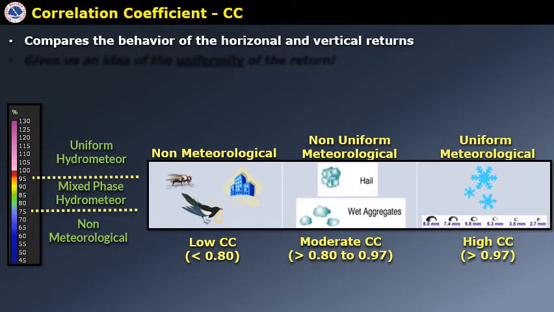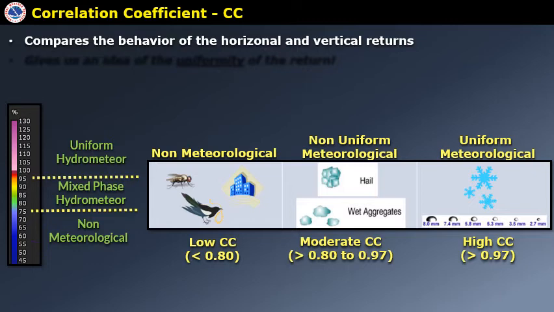Now, CC values of less than 0.8 or 80% indicate a high probability of non-meteorological targets. This can be things like biological flyers, buildings, and sometimes even debris lofted by tornadoes. CC values between 0.8 or 80% and 0.97 or 97% imply a mix of meteorological targets. For example, the introduction of hail or other ice particles, especially if coated with water, can lower CC when mixed with rain drops.